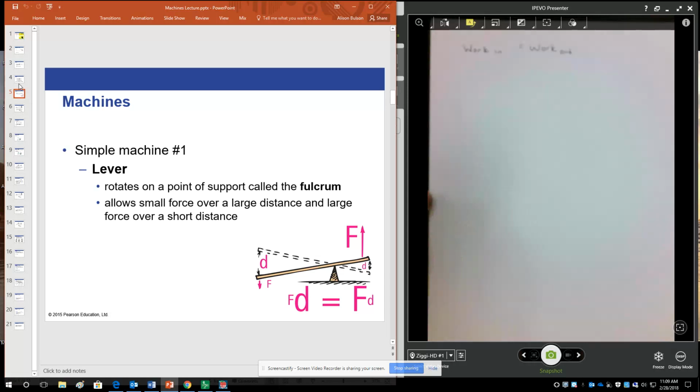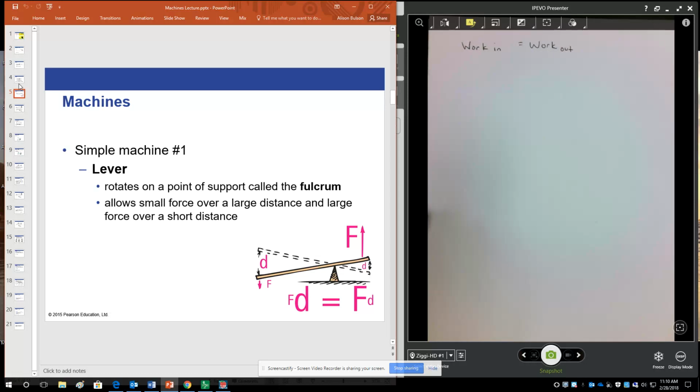So our first simple machine is a lever. And you've already defined lever in your vocabulary. You understand that a lever is a beam or a stick that rotates about a point of support, which we call the fulcrum. In this diagram, the fulcrum is a little triangle shape.